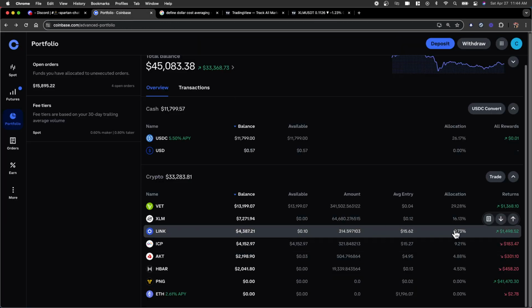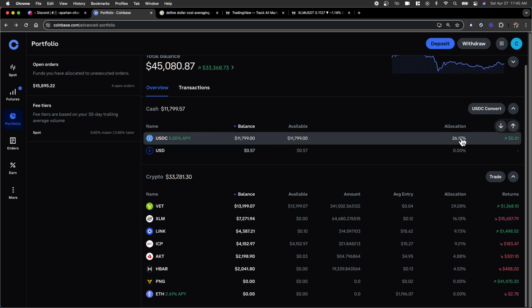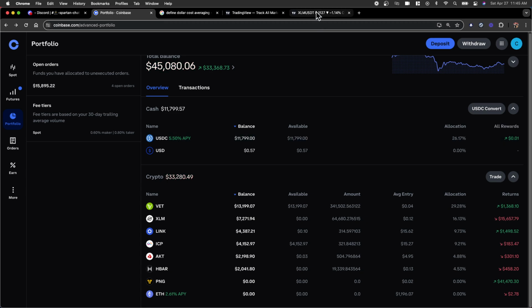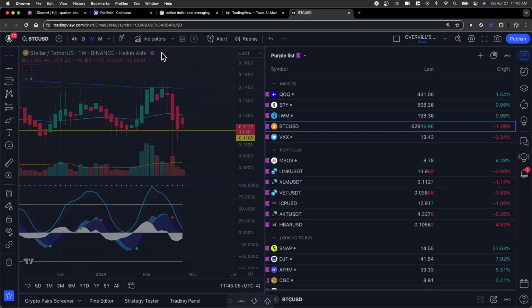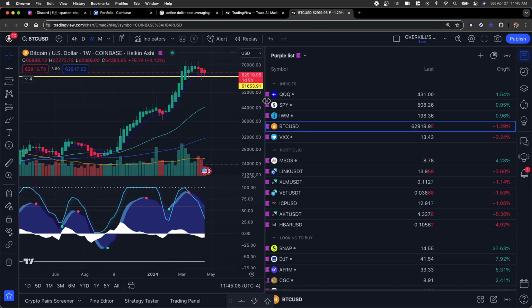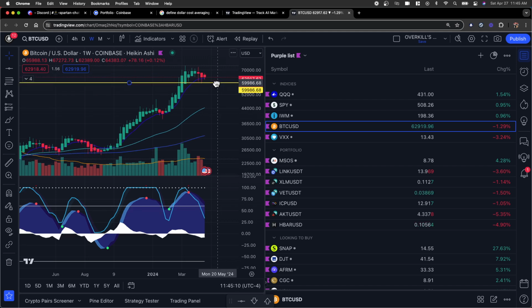I also want to add LINK. I want to get LINK up to a 20% position. And again, I'm sitting with 25% cash on the sideline. You guys, I've been telling you, I'm not fully bullish on the market yet until we get that green dot on BTC. Until we get that green dot on BTC, and that's going to come here in the next, I would say, probably one to four weeks.